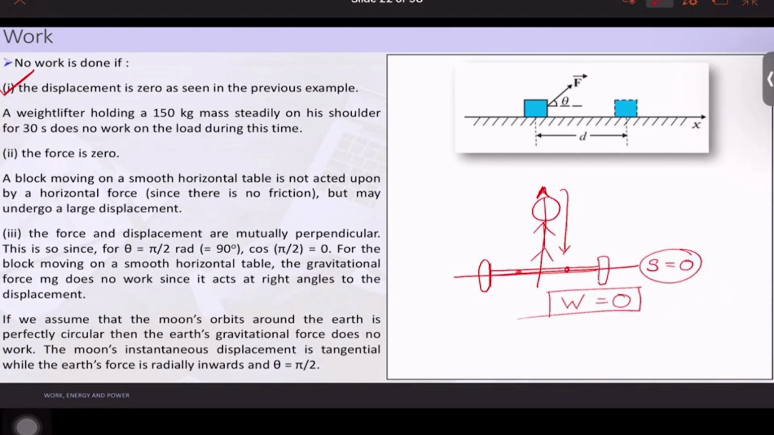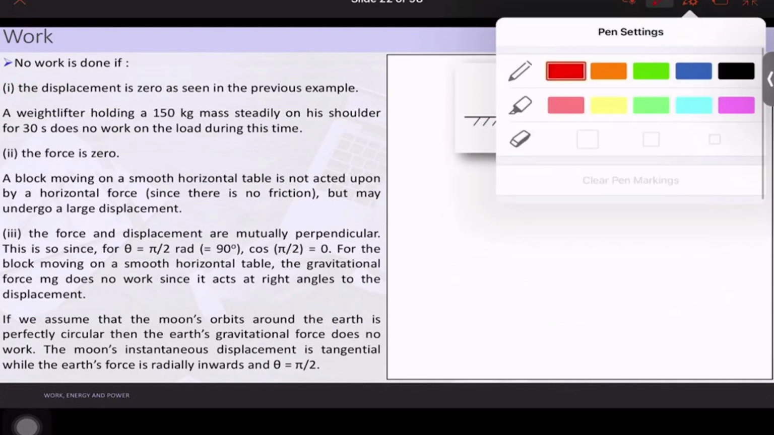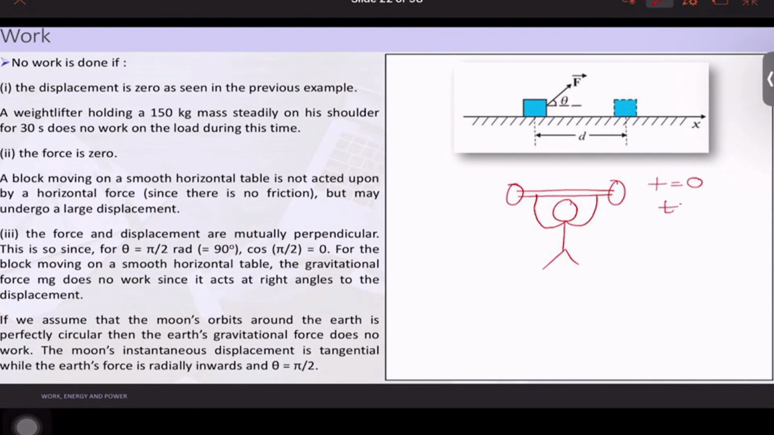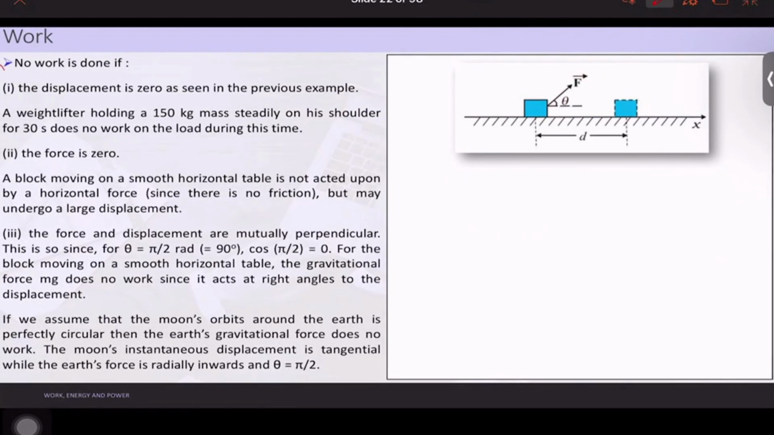The weightlifter holding a 150 kg mass steadily on his shoulder for 30 seconds does no work on the load during this time. A similar scenario can be observed in this form also. Let us say again, this person tries to hold this at this location. So during the time interval from t equal to 0 to t equal to 30 seconds, let us assume that it is at this location only. Because there is no displacement of this barbell or dumbbell during this time interval, we say that the amount of work done here would be equal to 0. Okay, fine. So that is the first understanding we observe for when no work is done.